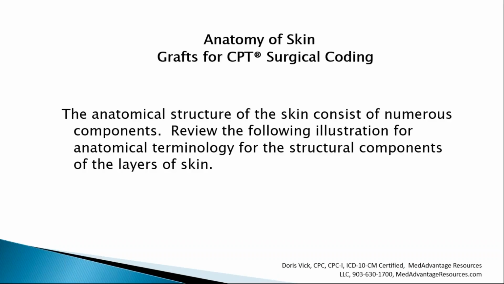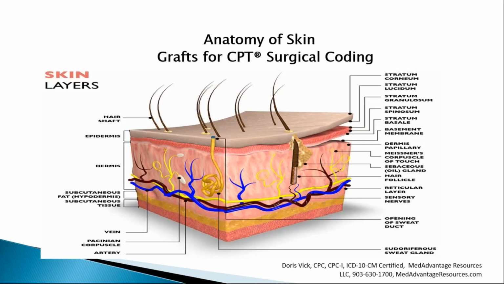The anatomical structure of the skin consists of numerous components. It is one organ within the integumentary system. Coding of the integumentary system is somewhat different than coding of other body systems. Let's begin by reviewing the following illustration for anatomical terminology for the surgical components of the layers of the skin. Pause the recording or replay, and become familiar with this particular illustration. It shows you the different components of the layers of skin.